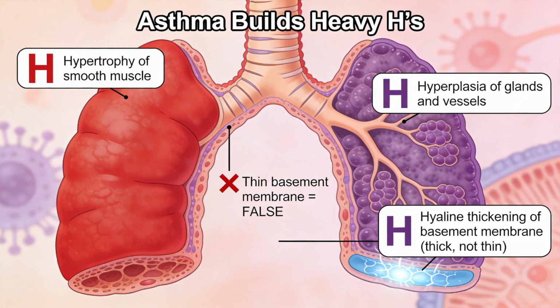Let's talk pathology: bronchial asthma under the microscope. The question asks which of these is not seen. The false option is thin basement membrane. In truth, asthma has a thickened basement membrane due to subepithelial fibrosis. That's one of the most characteristic features. Remember the remodeling rule of 3 H's: hypertrophy of smooth muscle, hyperplasia of vessels and glands, and hyaline thickening of the basement membrane. Mnemonic: asthma builds heavy H's. It builds thickness, not thins.